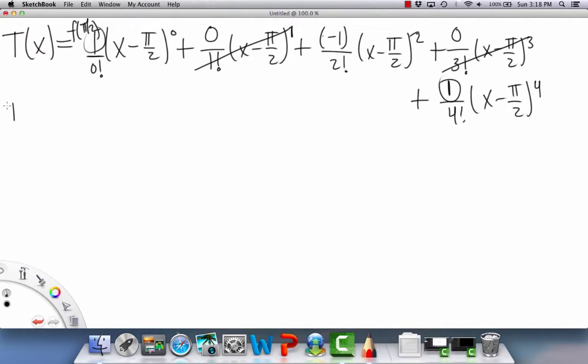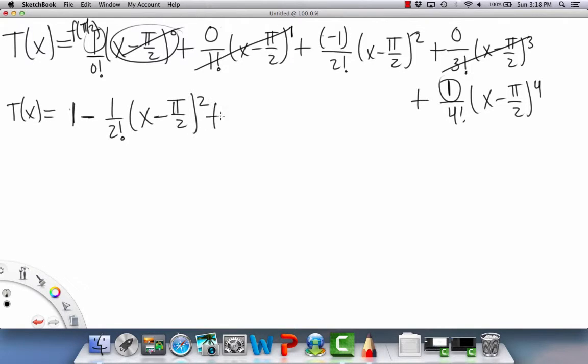So what we actually get is T of x equals, and then here we have a 1, right, because this term here is anything to the 0 power is 1. So we have a 1, and then we have a minus 1 over 2 factorial, times x minus pi over 2 squared. And then we have a plus 1 over 4 factorial, x minus pi over 2 to the fourth. Okay, so now we have enough terms to characterize the series.